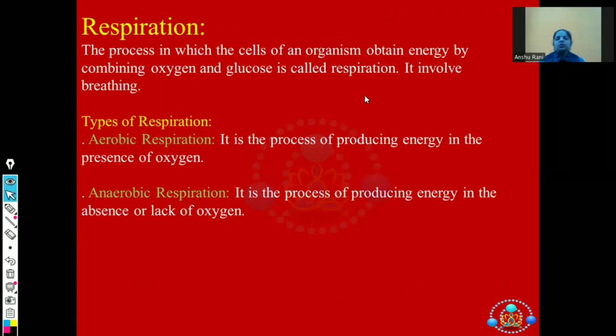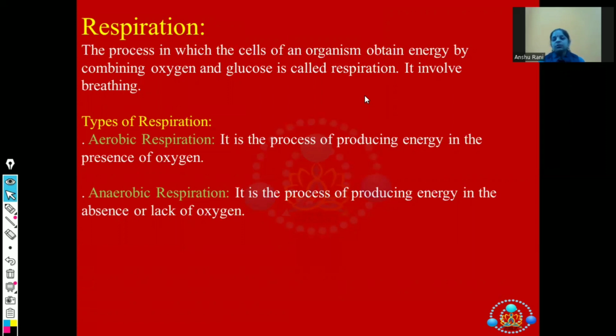Then comes respiration. Respiration is the process in which organisms obtain energy by combining oxygen and glucose. That is called respiration. The process of breathing is inhaling and exhaling of gases. We are inhaling oxygen and exhaling carbon dioxide. The process is called breathing. Breathing is a smaller part of respiration.